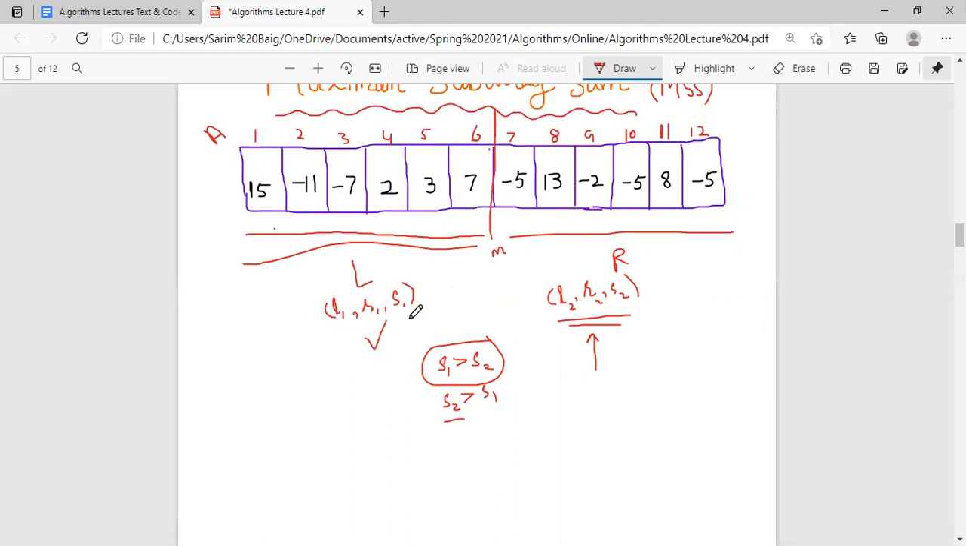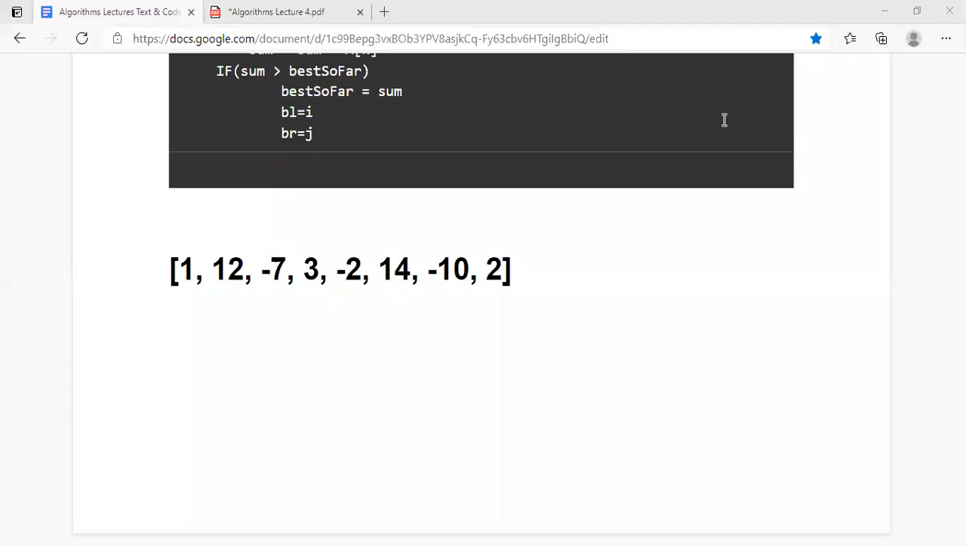Is L1, R1, S1 the answer to the original problem, the entire array? Think about that for a minute and then come back to this video. Here's another example for the sake of concreteness.